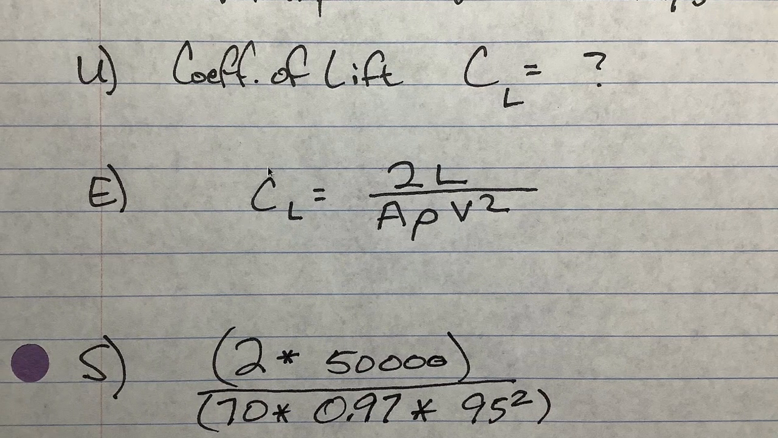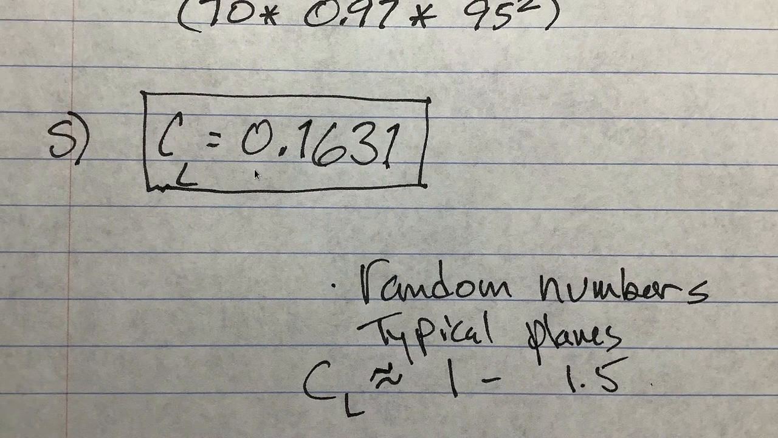And this is our formula. The coefficient of lift is equal to 2L over area times rho times v squared. I replace these terms with these numbers, so this is what I'm putting in my calculator. And when I get done, I get this. The coefficient of lift is 0.1631.